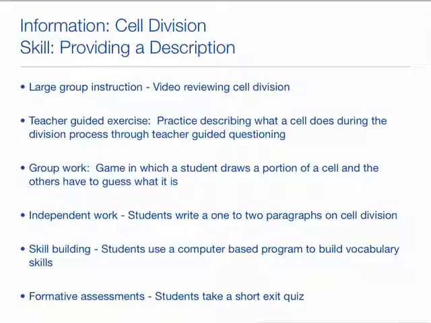And then they also had a skill building activity. What the students actually did is they worked on the computers, building their vocabulary for 10 to 15 minutes. And then they had a formative assessment going out the door.